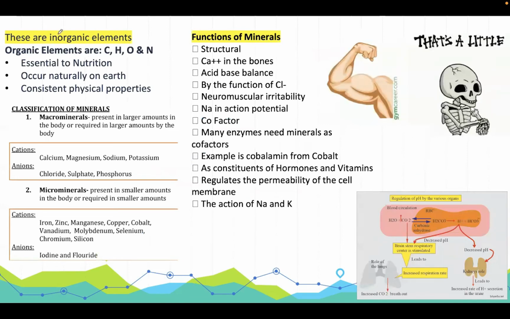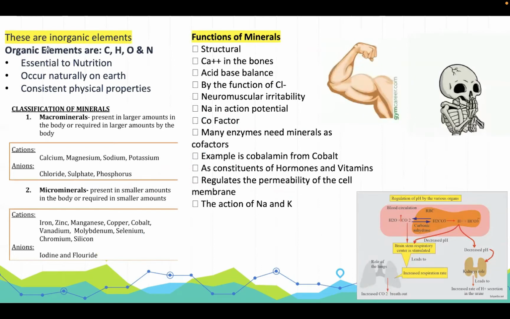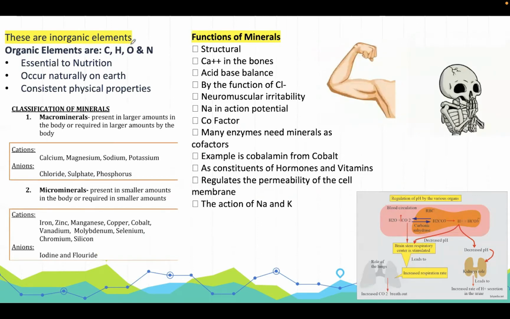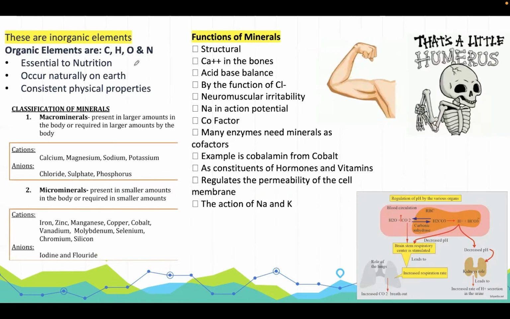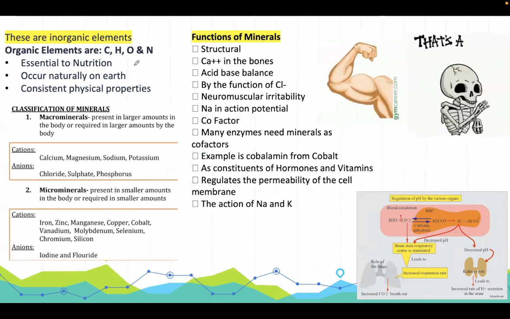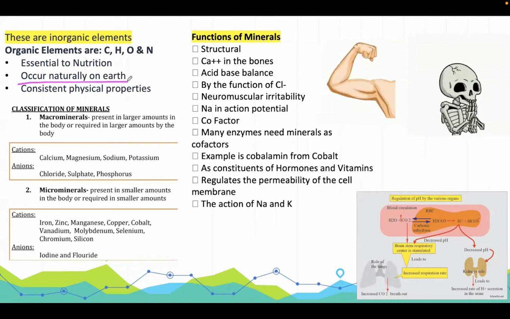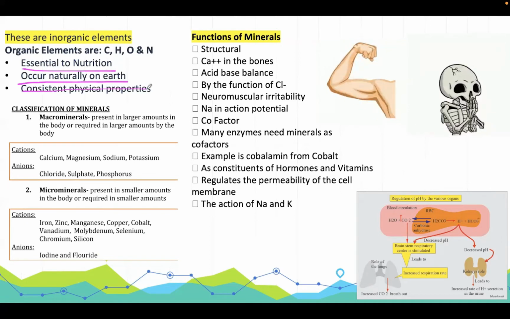So your minerals, these are inorganic elements. Again, your minerals are inorganic elements kasi po yung mga organic elements natin, they contain carbon, hydrogen, oxygen, and then your nitrogen. So ang difference po ni vitamins with minerals is that vitamins can be found in your food and in your diet. Meanwhile, these following minerals occur naturally on Earth. Again, your vitamins are incorporated in your diet, meanwhile minerals occur naturally on Earth. These minerals are also essential to your nutrition, and they are very consistent in their physical properties.